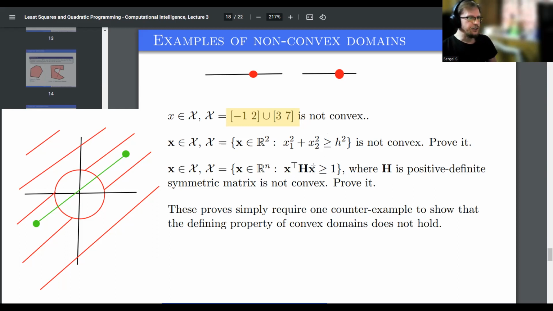Same here. This is the same as before, but it is everything outside of the ellipsoid. That kind of domain, again, is non-convex.